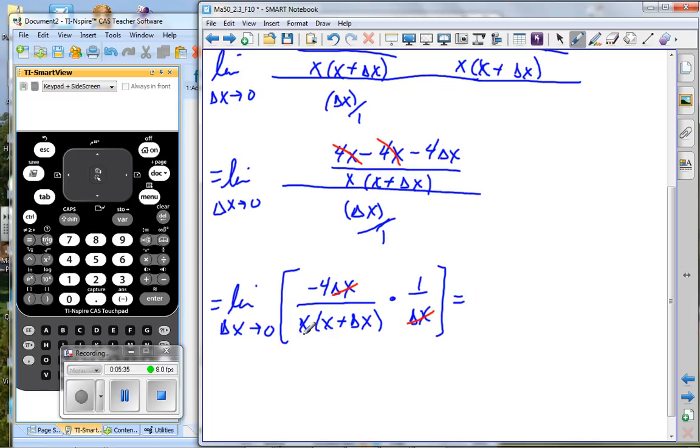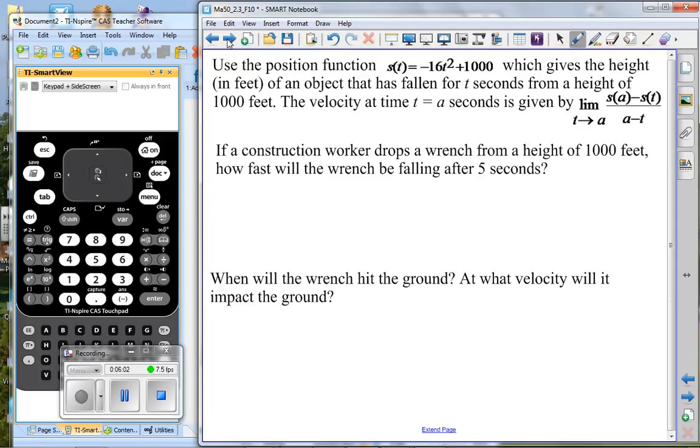So at this point, is it permissible to substitute 0 in? And the answer is yes. Notice I do not write the limit anymore because I am now using direct substitution. And my answer would be -4 divided by x squared. We can check that on the Inspire. I think we've done enough of that. You can go back and review how that was done, but let's move on.